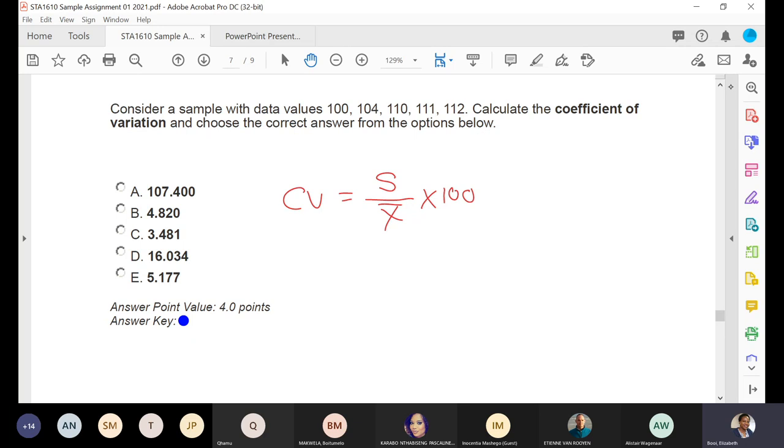So to calculate the mean, I'm going to ask you to calculate the sum of all the observations divided by n. So add all of them: 1, 2, 3, 4, 5. Divide by 5. There are 5 of them. What do you get? 107.4. That is not the answer. Don't be excited and say, hey, I got the answer. No, we still need to calculate the standard deviation.